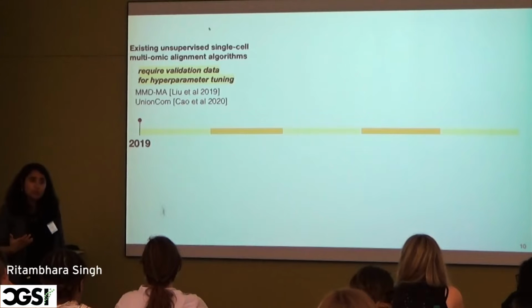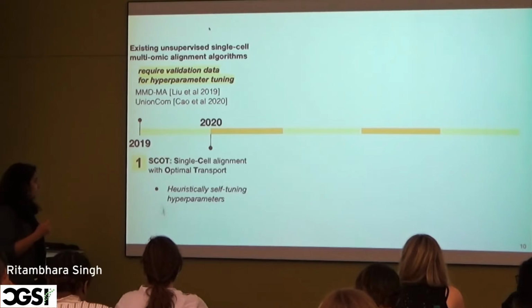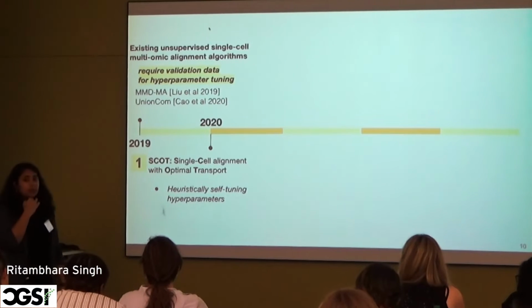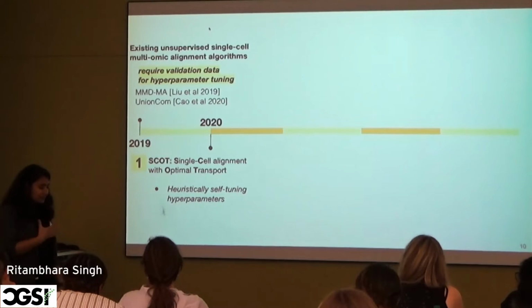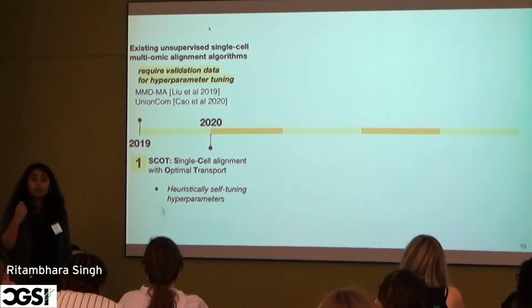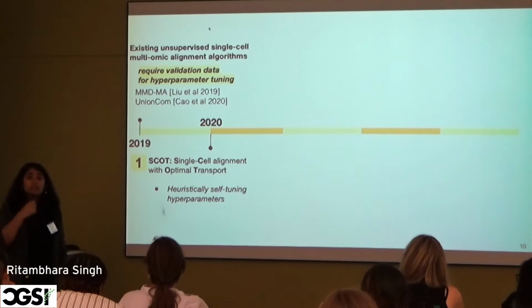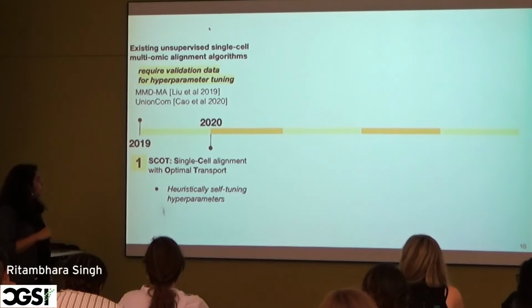And so if you don't have any corresponding information whatsoever, you don't have validation data to pick these hyperparameters optimally. So we came up with the idea of trying to do this alignment using optimal transport. And we didn't know at that time, but what we found out was this method allowed us to develop heuristics so that we could actually self-tune the hyperparameters. And I'll talk about that in a bit.